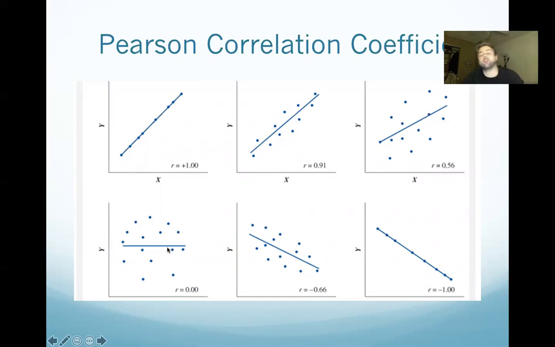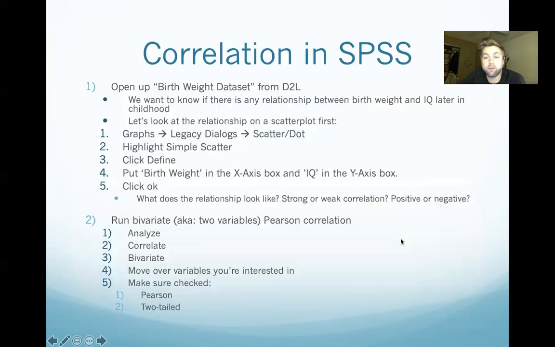And then here you see you just have no correlation at all. There's no relation between your variables whatsoever. So you see that you have r equals 0. And again, you have a negative correlation that's moderately strong, so it's that -0.66, and then you have a really strong one that's a -1.